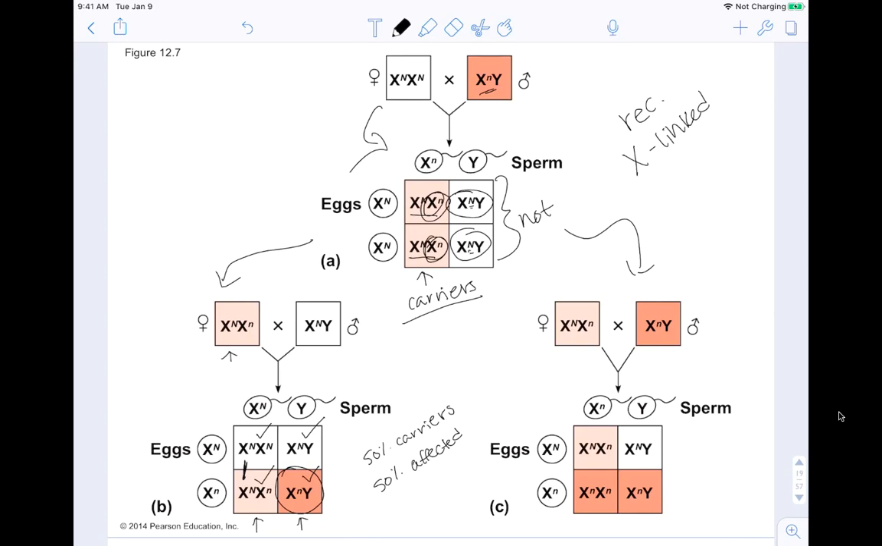Okay, so if it asks you specifically in a question to determine the sex, what percent of this sex is affected, you cannot say out of 4. Okay, that's very important that you remember that.